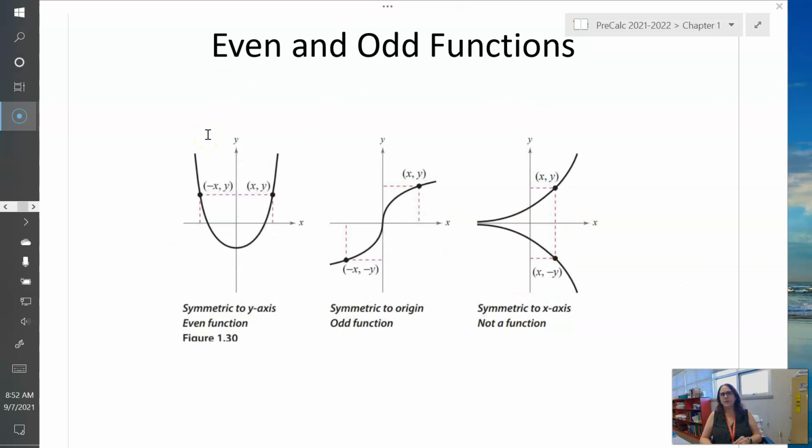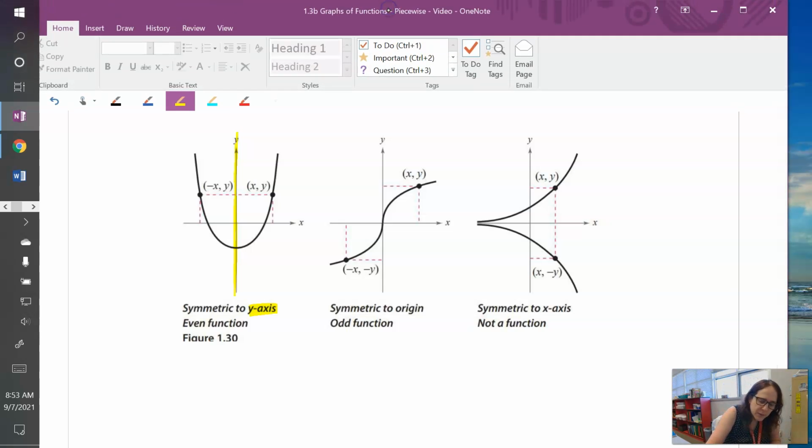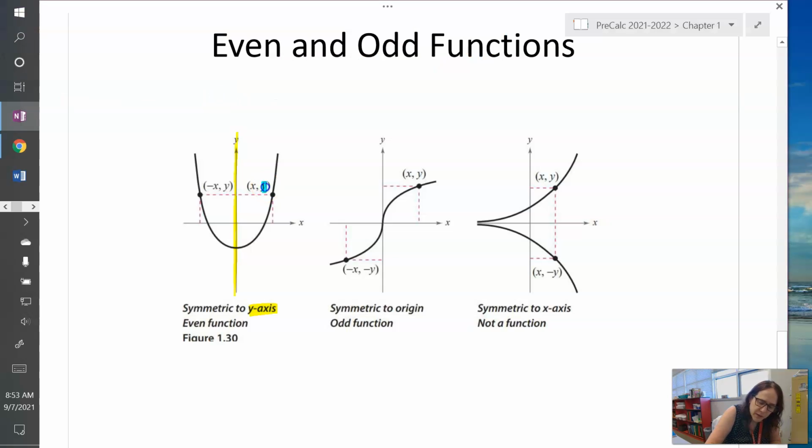Right, our next idea is even and odd functions. An even function means that it's symmetric to the y-axis. So if you look at this picture, here's the y-axis right here, and it's a mirror image on both sides. And if you look at the points, an easy way to check is, do you see how they both have the same y? So they're the same vertical height above the x-axis, but one has +x and one has -x.